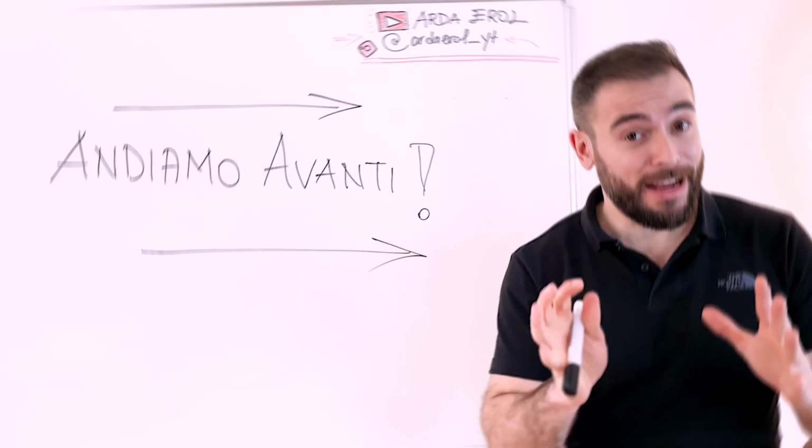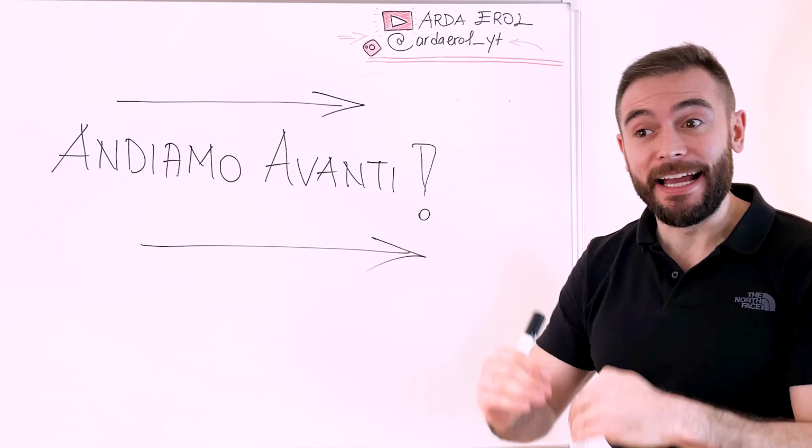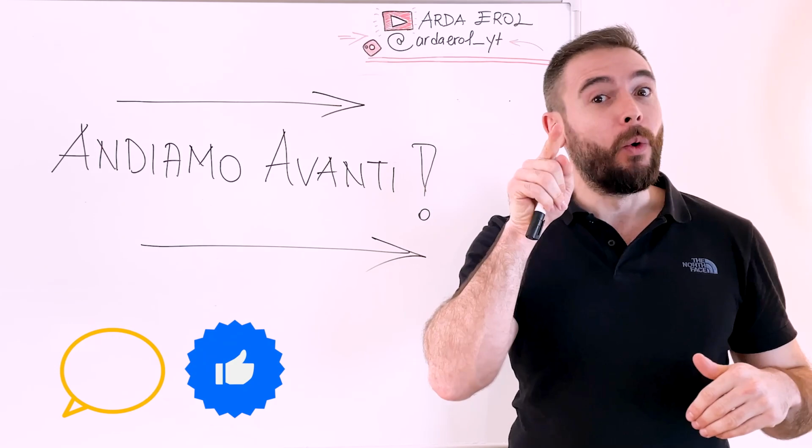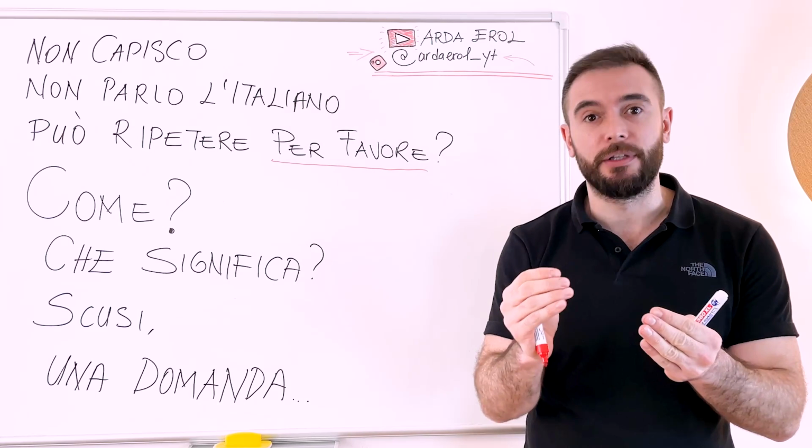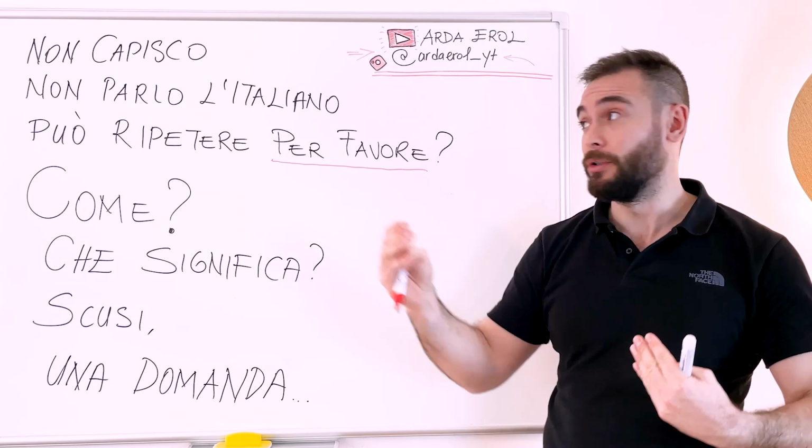And now, andiamo avanti. Avanti. Andiamo avanti. Comment down below what you think this sentence means. Andiamo avanti. Può ripetere, per favore? Could you please repeat? This is a very kind sentence. It's formal. You is the formal you, because you don't know that person, so we need to be kind. So you say, può ripetere, per favore? Could you please repeat that?